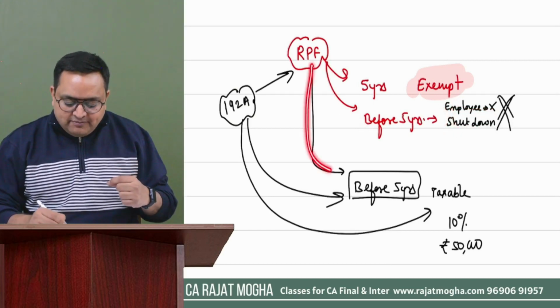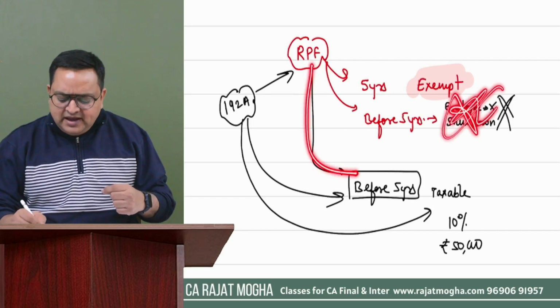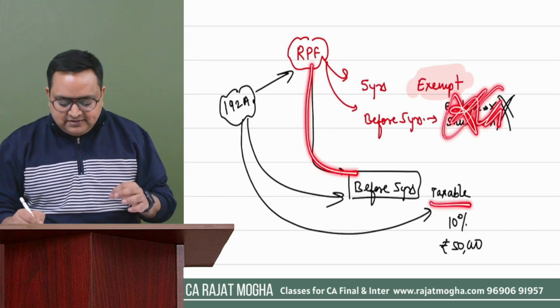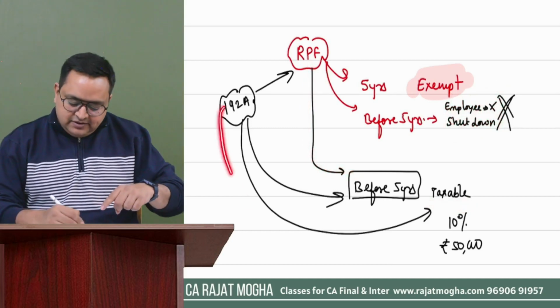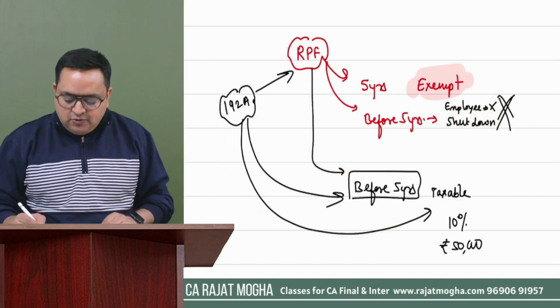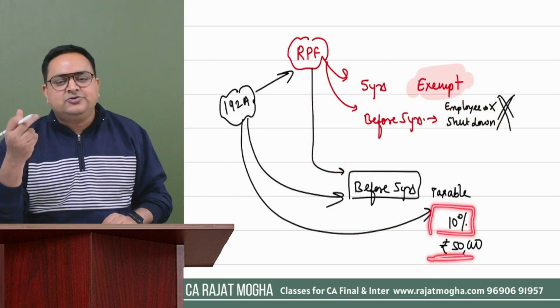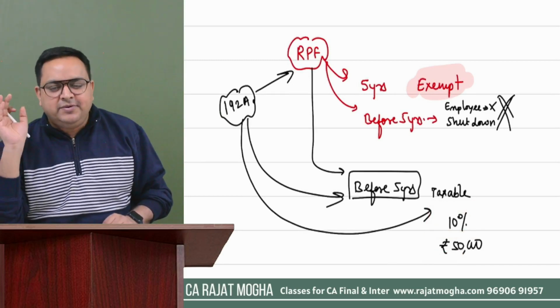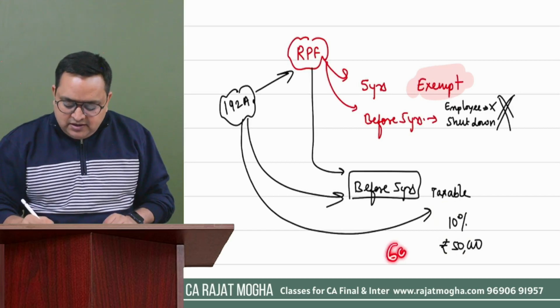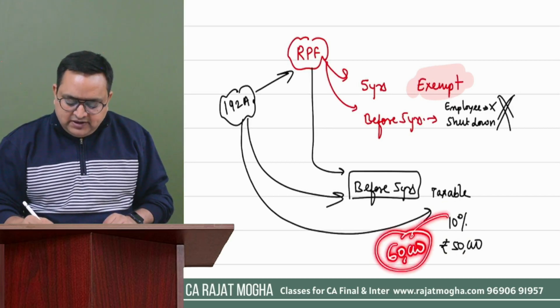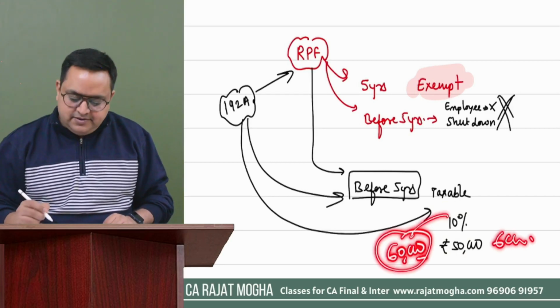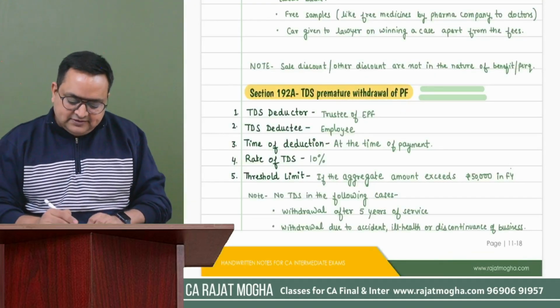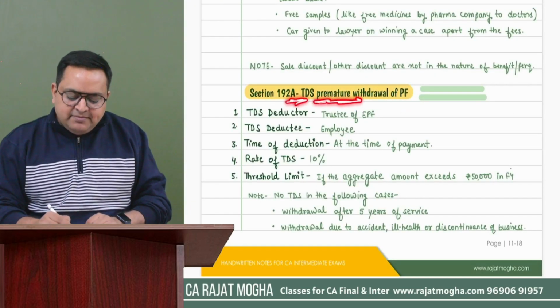But if you are withdrawing before 5 years and it was not due to any of those reasons, then it becomes taxable. And if it is taxable, then 192A will also apply. How much? 10% TDS. If the amount which you are withdrawing is more than 50,000, TDS will be deducted on the entire amount. Let's say you are withdrawing 60,000, TDS at 10%, 6,000 will be deducted, right? So this is 192A, TDS on premature withdrawal.